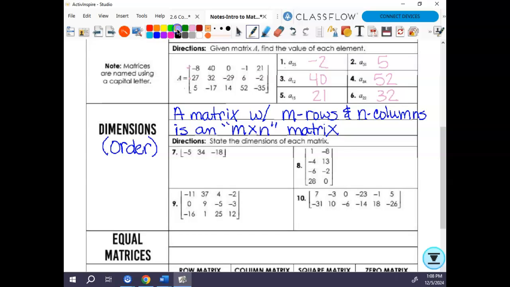So when I'm answering these, if it says state the dimensions or the order, then rows: how many rows do I have? 1. How many columns do I have? 3. So it's a 1 by 3.